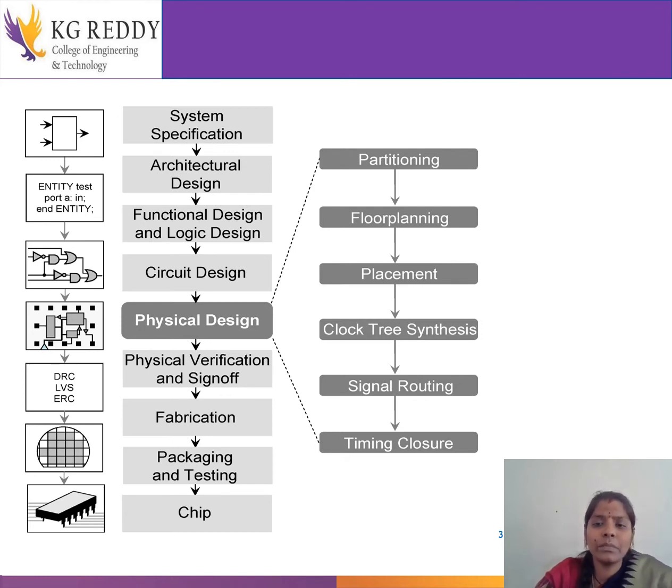In the floor planning we take the size, location, and shape, and then in the placement, placement is the problem of automatically assigning correct positions to the pre-designed cells on the chip with no overlapping, such that some objective function is optimized. That is in the placement.